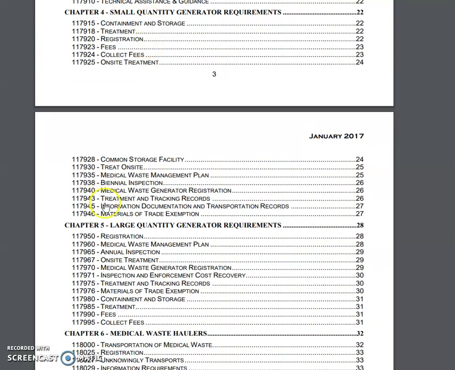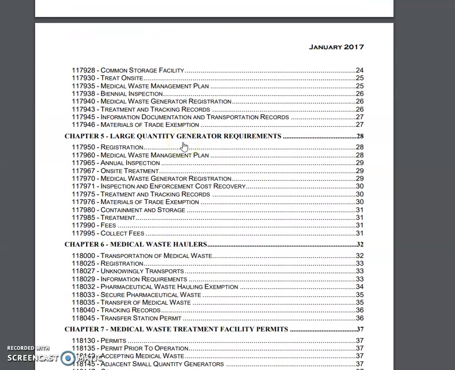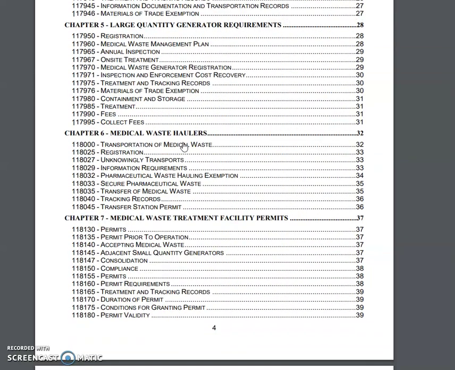Read chapters 4 and 5, which specify the requirements for small quantity and large quantity generators. It will give you information regarding whether there are any differences in how to store or contain medical waste for either category, the fees that have to be collected, the elements of a medical waste management plan, and its differences between a small and large quantity generator, and the differences in record keeping, etc.